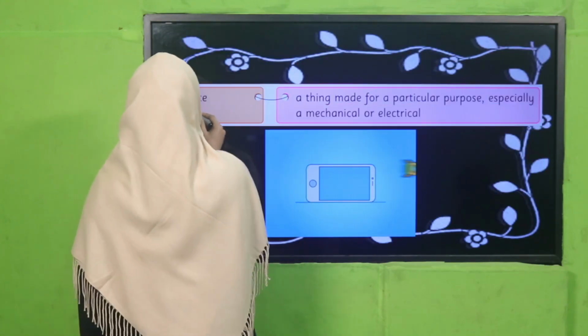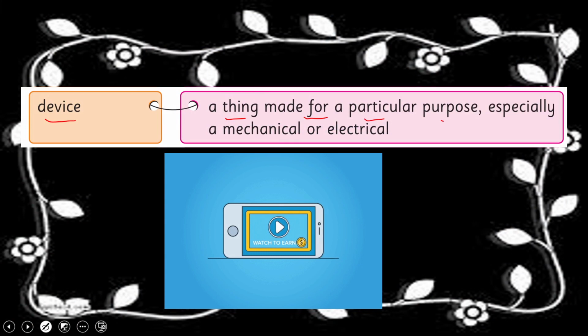Next one, device. There is a word device, made for a particular purpose, especially a mechanical or electrical one. That is called a device.